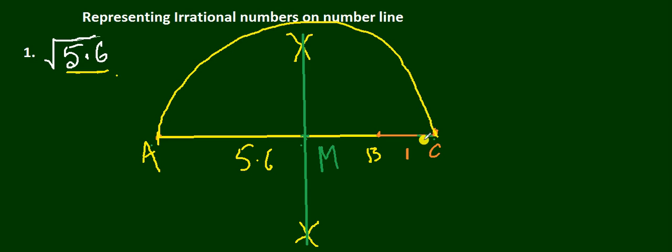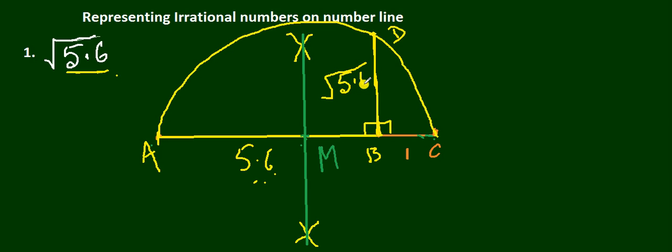And then at B, which was the end of the 5.6 unit segment, you will construct a perpendicular, which will meet your semicircle at some point D. Now this part BD is nothing but your required root 5.6.